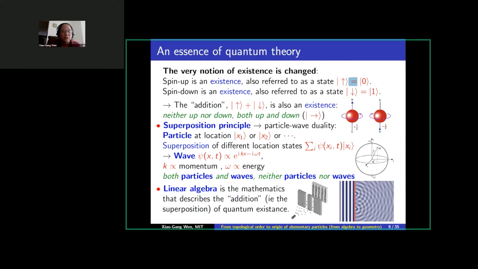The particle has a location, like location x1, x2. That's a particle location. And we can have a superposition of those existences. The particle at x1 is an existence, x2 is also an existence, and some superposition of x1, x2, x3 is also an existence. And this superposition coefficient, this expansion coefficient in linear algebra, is like a wave. In this sense, the position is like a particle, but the expansion coefficient is like a wave. They're all describing some kind of existence, the particle or wave existence. That's really particle-wave duality. This is very striking, and quantum theory is pretty hard to understand because the very notion of existence is so much modified.